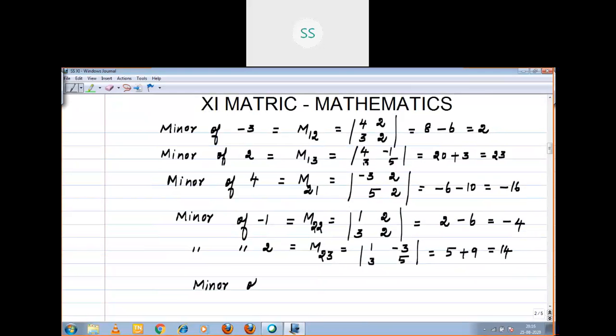Minor of 3. Where is it located? Third row, first column. That means third row and first column should be deleted. What should be the rest? Minus 3, 2, minus 1, 2. Product of main diagonal, minus of minus, plus product of sub-diagonal. So your answer is minus 4.